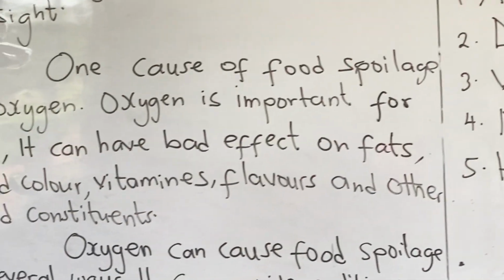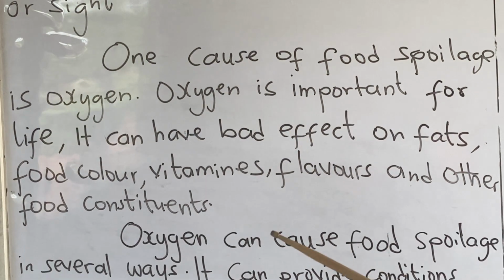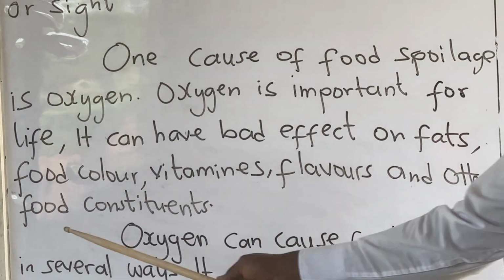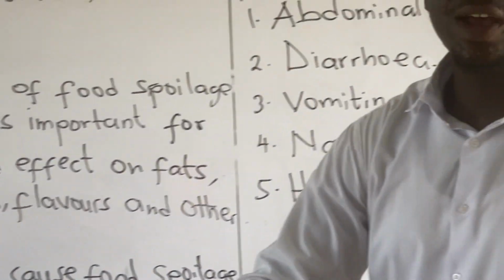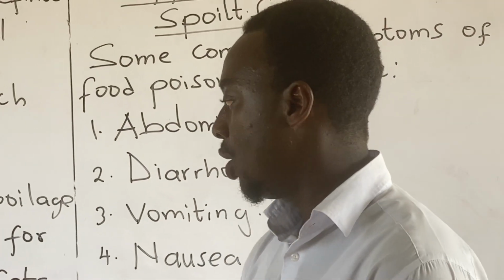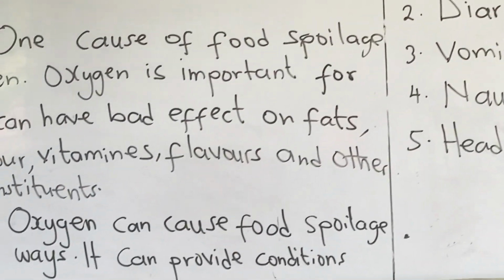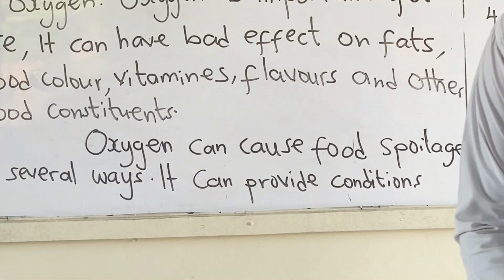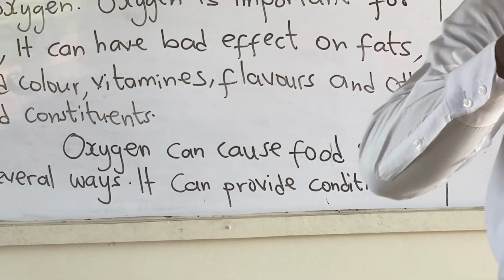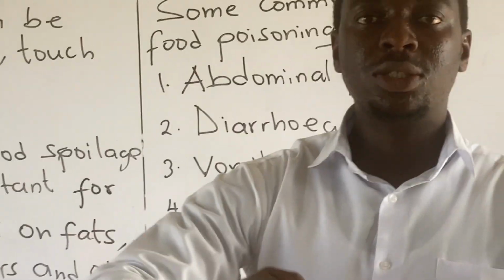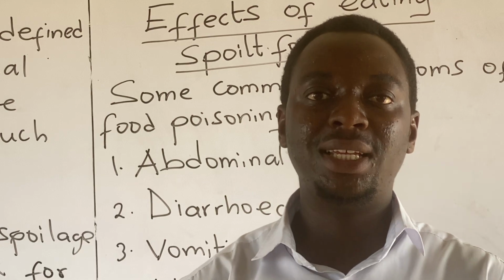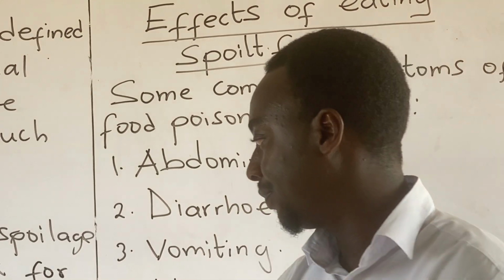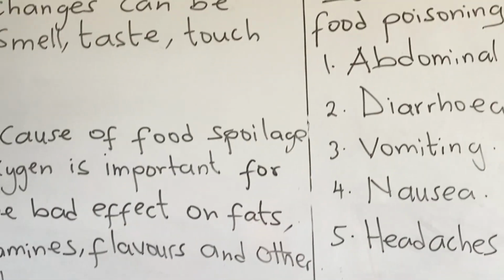food color, vitamins, flavors, and other food constituents. Oxygen can have bad effects on these food substances. Oxygen can cause food spoilage in several ways. We will look at two ways that oxygen can cause food spoilage, though there are several.